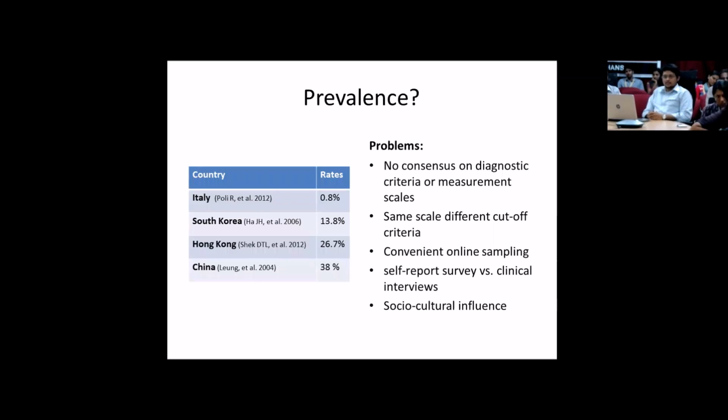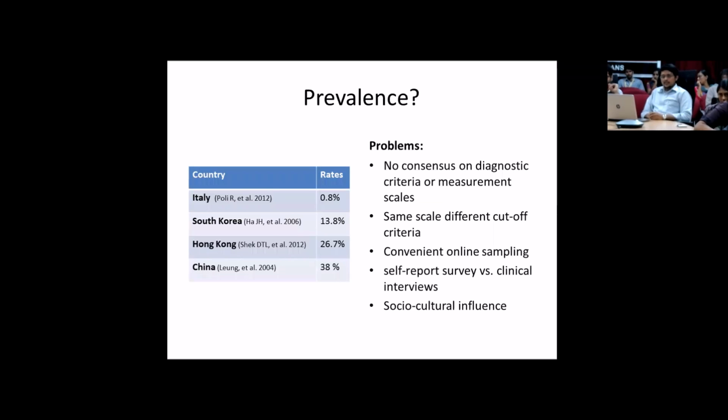So is there a consensus on the prevalence? No. There are studies from Italy which say that prevalence could be as low as 0.8%, to 13% in South Korea, 26% in Hong Kong, and about 38% in China. So there is a huge variation among the prevalence that is quoted across studies.